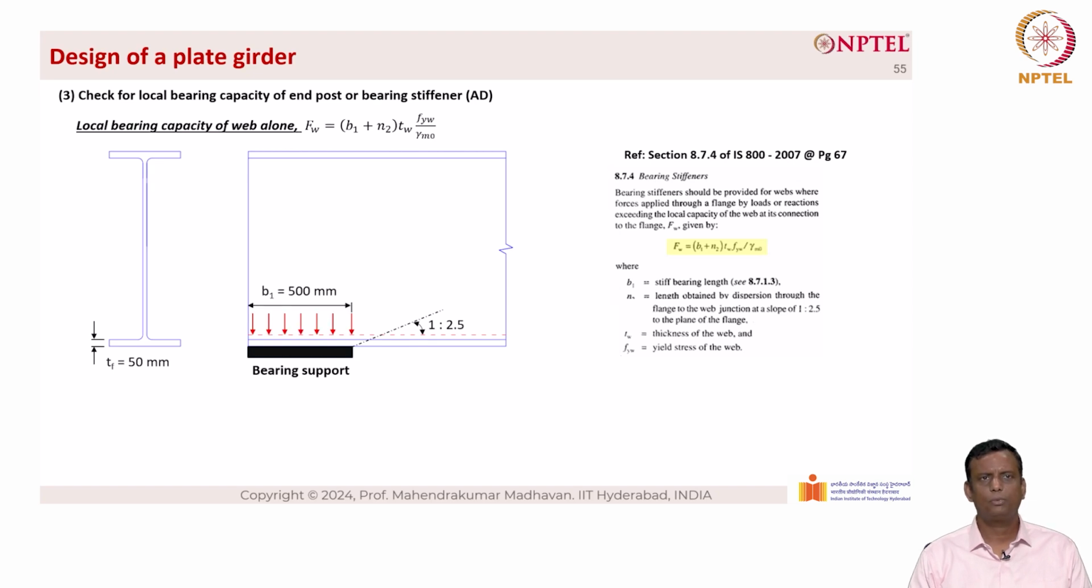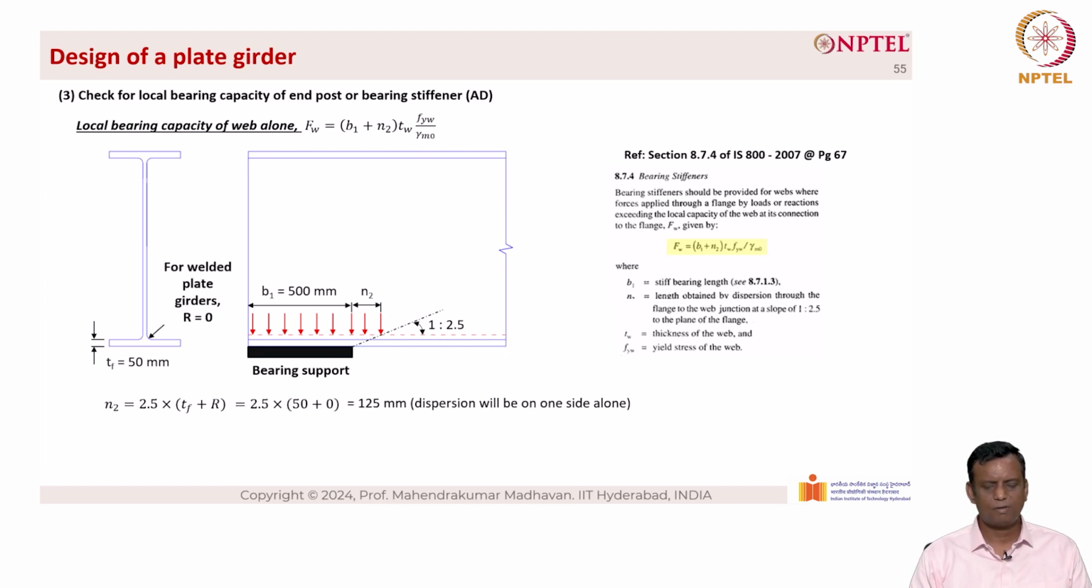Assuming that the bearing support is 500 mm, when we do so, the N sub 2 is given as 2.5 into TF plus R. Here it is a welded plate girder, so the root radius will be 0. So we have to take N2 equal to 2.5 into T sub F, which is 2.5 into 50, which gives rise to the value of 125 mm. Dispersion will be on one side only. Why one side only? Because it is at the support. If it is a concentrated load at the top of the girder, it will be on either sides.